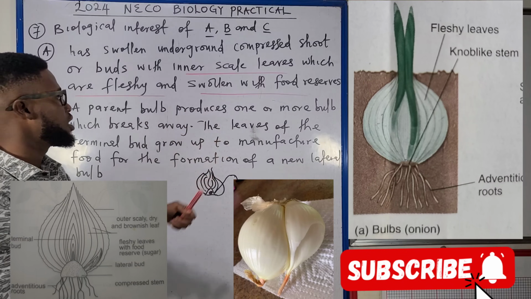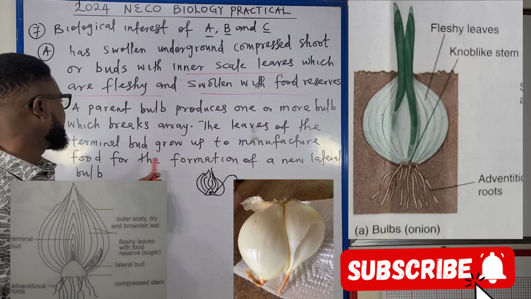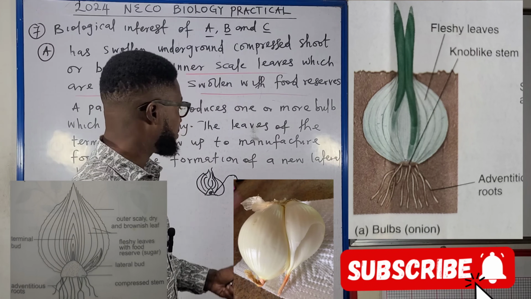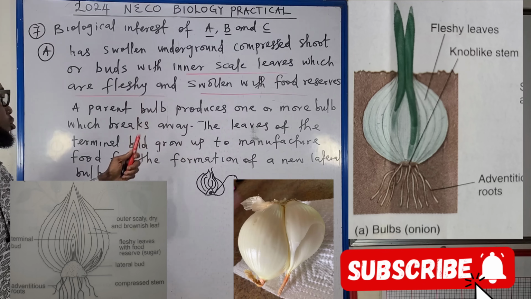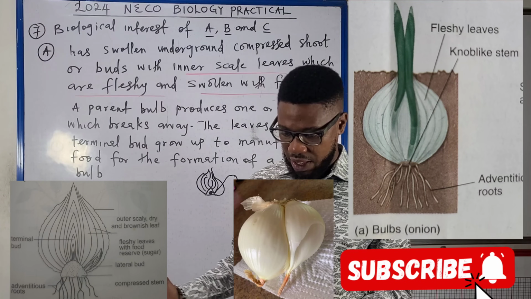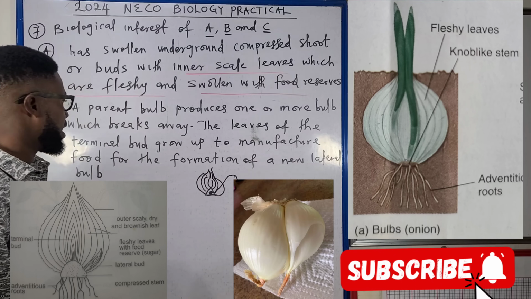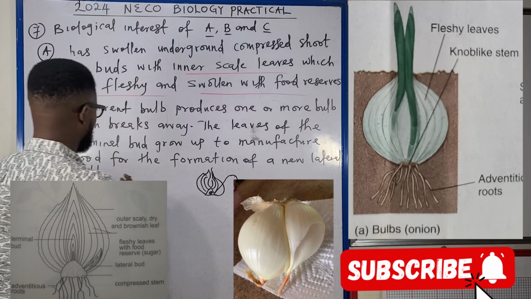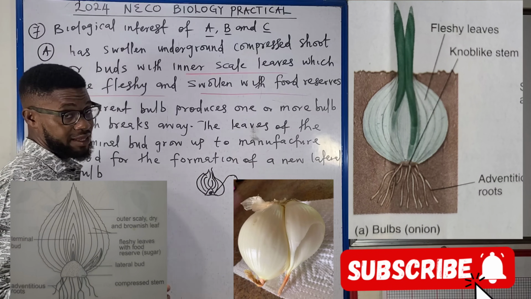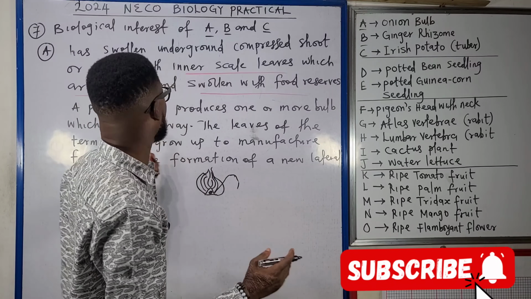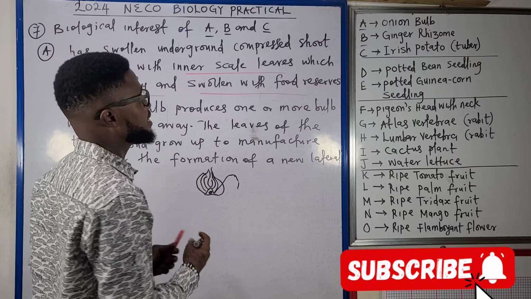So a parent bulb produces one or more bulbs which break away. The leaves of the terminal bud usually will grow upward. You can see in the diagram on your screen. The leaves of the terminal bud grow up to manufacture food via photosynthesis for the formation of a new lateral bud. That's the side bud, and that's for the formation of a new lateral bulb, so that the onion grows by the side, talking about a parent bulb forming one or more bulbs which break away. So that is what is of biological interest as far as A is concerned.